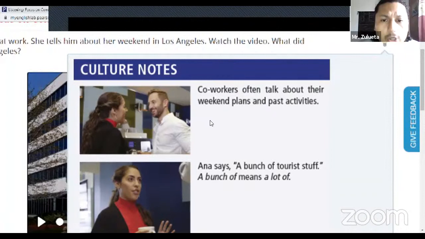Co-workers often talk about their weekend plans and past activities. So yes, when you arrive to work, especially on a Monday, what's the common conversation that co-workers have? What did you do on Saturday? What did you do throughout the weekend? What did you do on the weekend? ¿Qué hiciste el fin de semana? What did you do on the weekend?